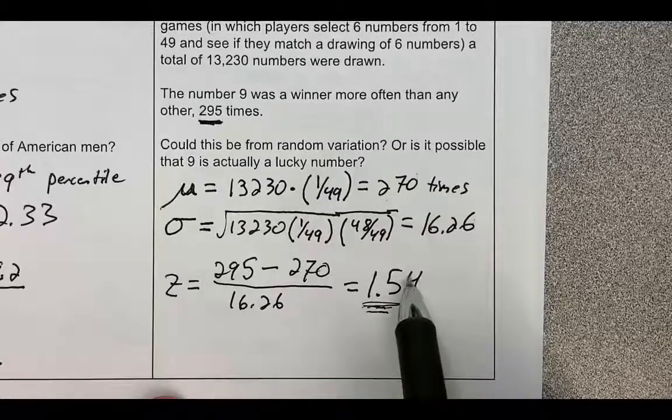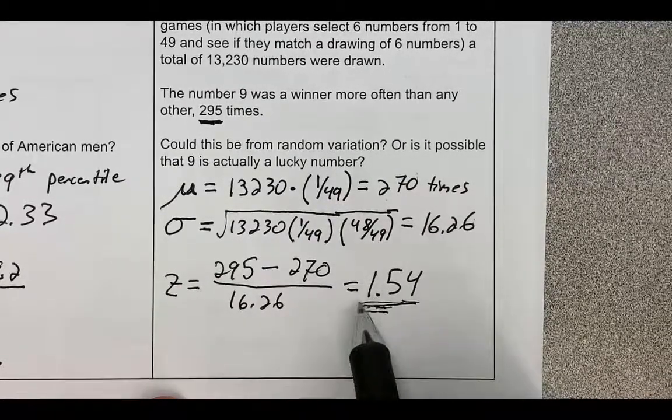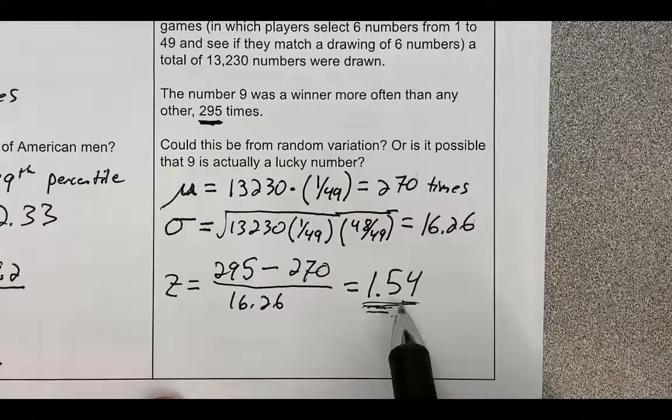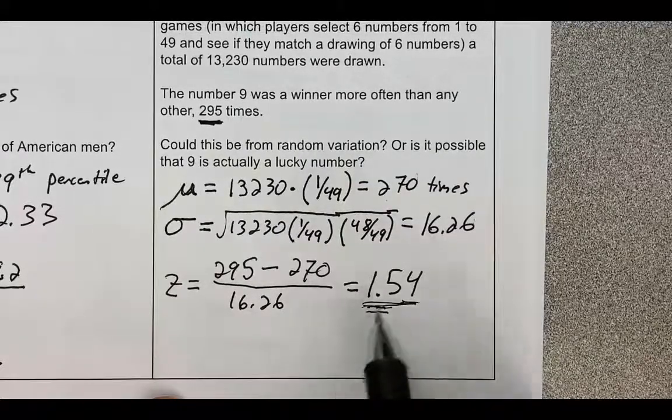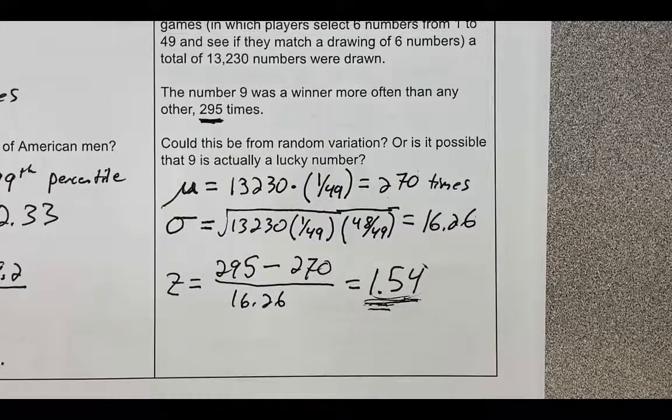If we got a z-score of 3 or 4 or 5, I mean, the higher the worse it is, right? But a 3 or 4 or 5, then we would suspect something fishy was going on. But otherwise, 1.54, that's a perfectly reasonable z-score, and 295 times is not a statistically weird or statistically significant number of times for it to show up.